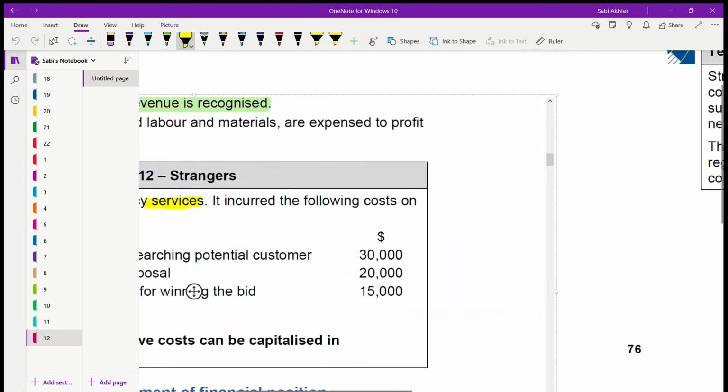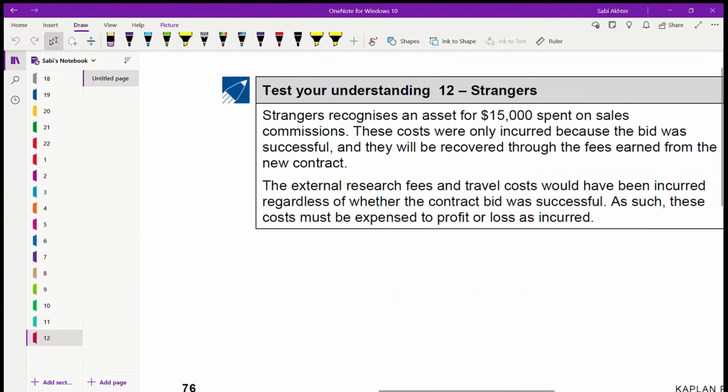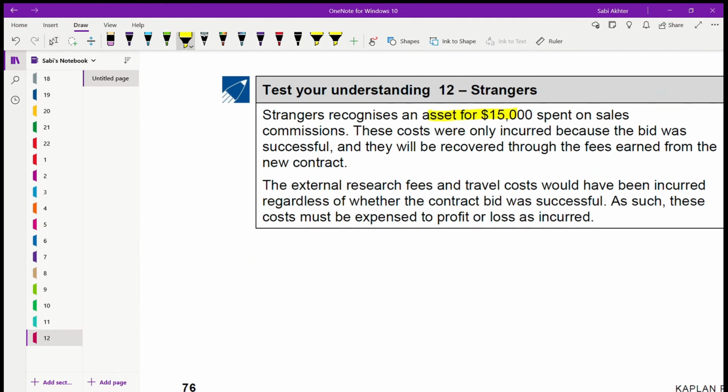So if you see, out of this, Stranger recognizes an asset of 15,000 spent on sales commission. This cost was incurred because the bid was successful. Why do you have sales commission? Only when you have got the bid. The bid was successful. Only after that. That means you have got the bid. Because of that, you are spending on sales commission. That's why this is capitalized. And it will be recovered through the fees earned from the new contract.